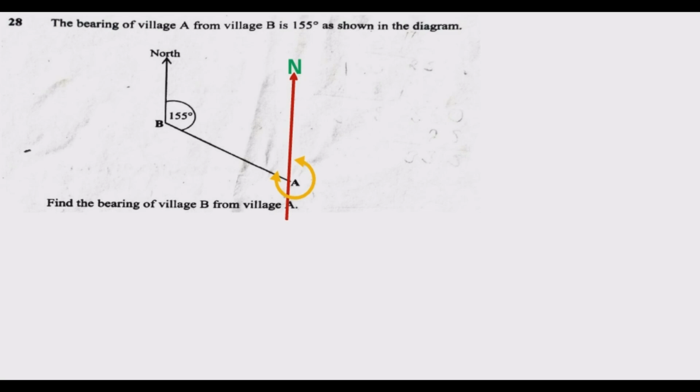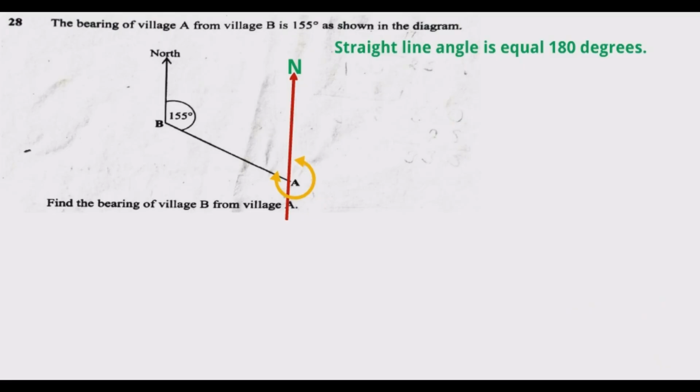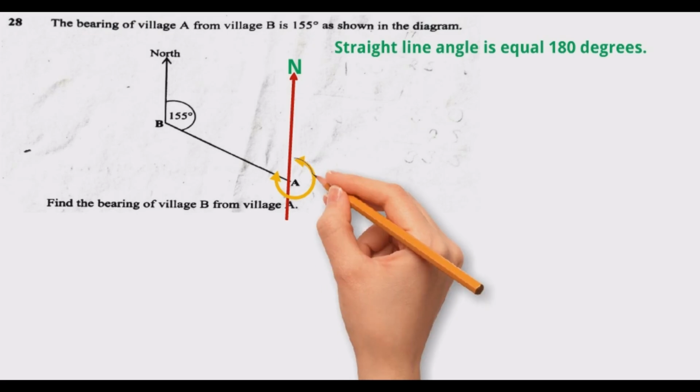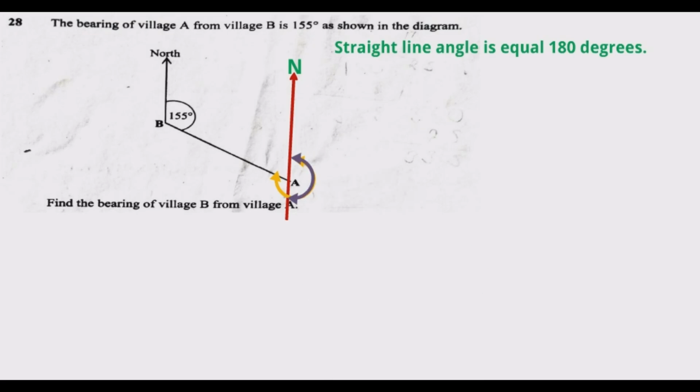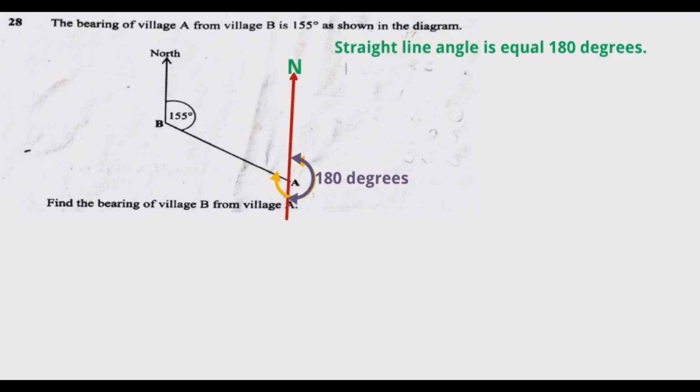Then the next thing we're going to do is first use the property of angles on a straight line: angles on a straight line add up to 180, or a straight line angle is equal to 180 degrees. So that means this angle, the one I've put in purple, that angle on the north line is equal to 180 degrees.